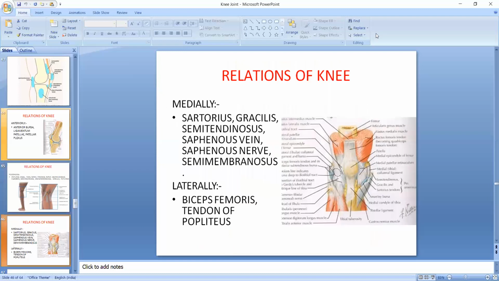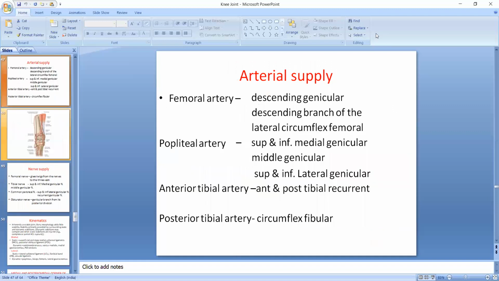Medially, sartorius, gracilis, semitendinosus, saphenous vein, saphenous nerve, and semimembranosus muscles. These are some muscles, veins, and nerves related to the sides. Laterally, there is the biceps femoris and the tendon of popliteus muscle. So these structures are present around the knee joint.